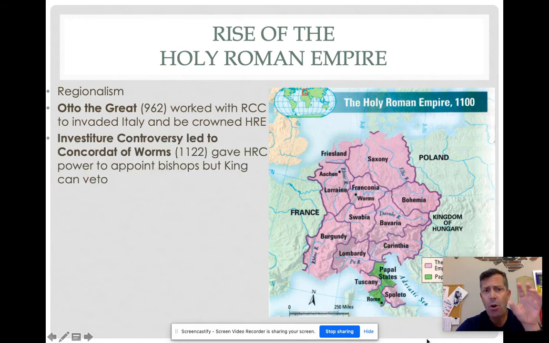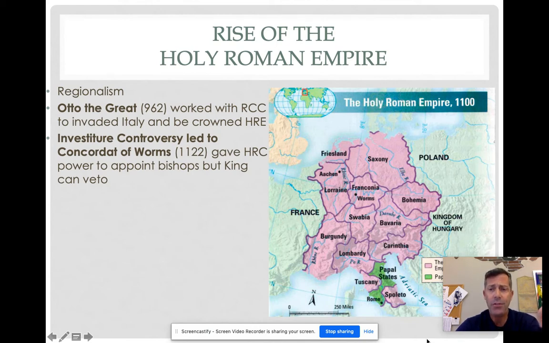See, what happens is Otto the Great has a bunch of different regions like Bohemia, okay, and Burgundy, right, and Saxony. And these different regions have their own princes, and they all fight each other. They don't want Otto the Great nor the Roman Catholic Church calling the shots. This eventually comes to a head in the Investiture controversy.